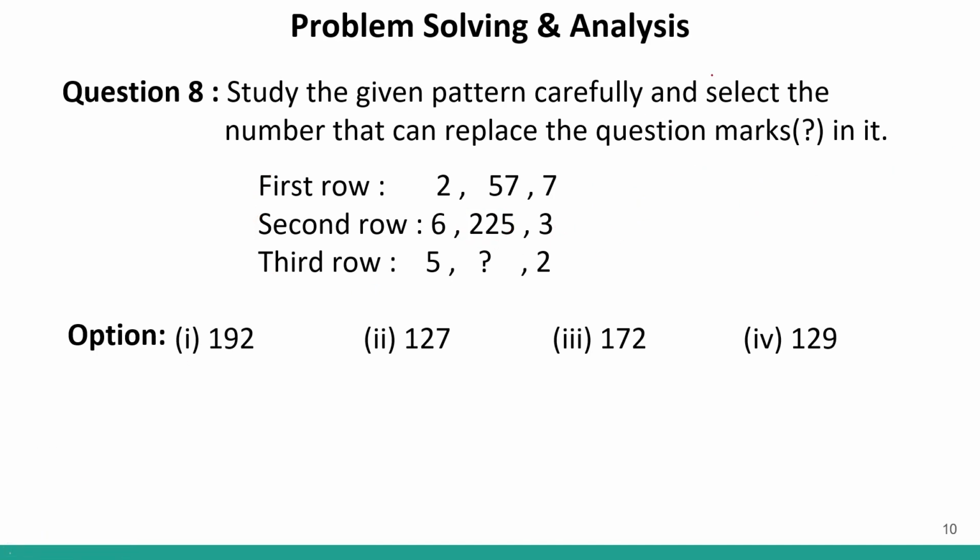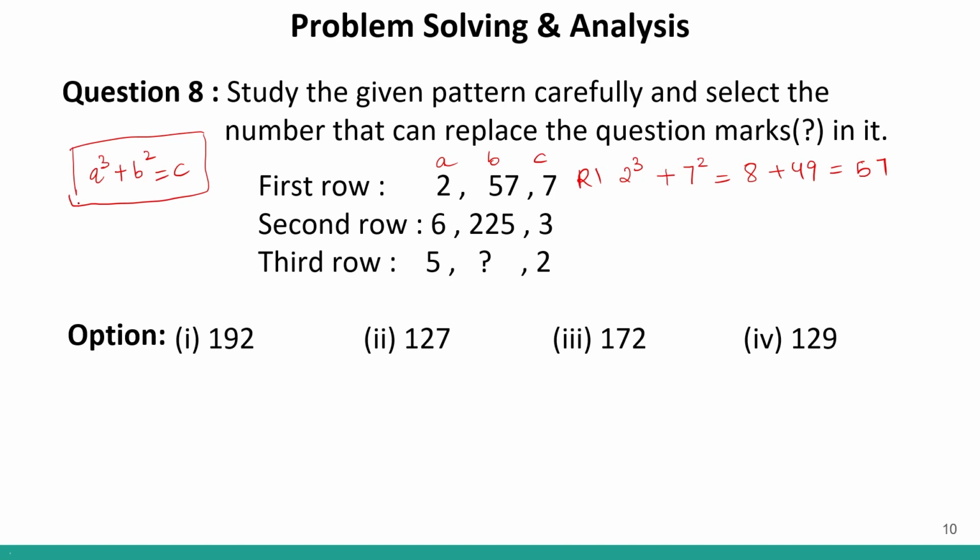Now, if I say 2 cube plus 7 square, 2 cube is 8 and 7 square is 49. This will give me 57. So this logic is true for row 1. Correct? So the logic used is, if this is A, this is B and this is C, the logic that I have used is A cube plus B square gave me C. Okay, this is the logic that I have used. Correct? Now, row 2, second row 2.